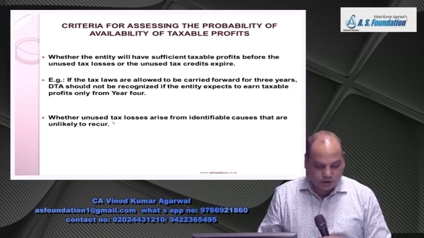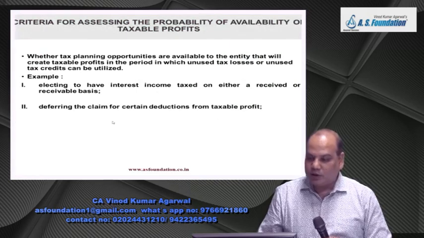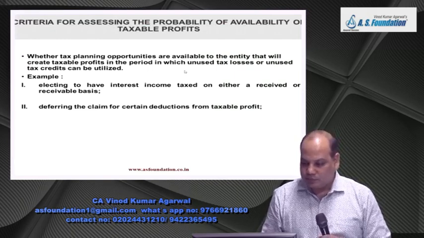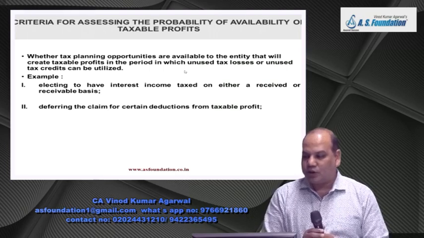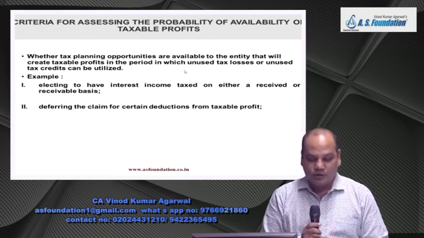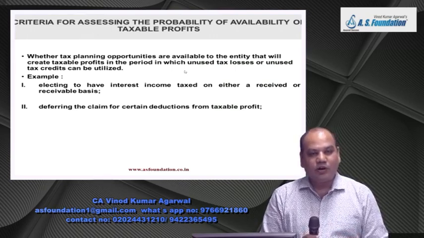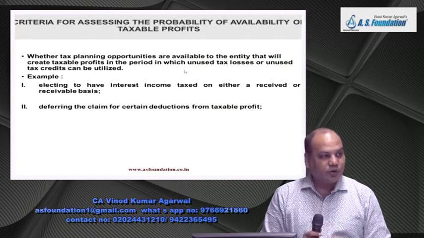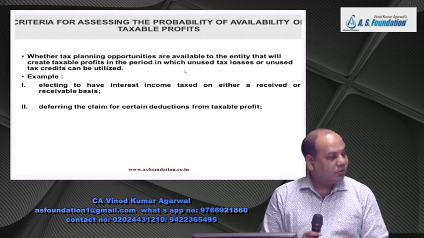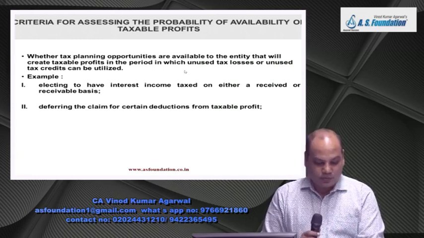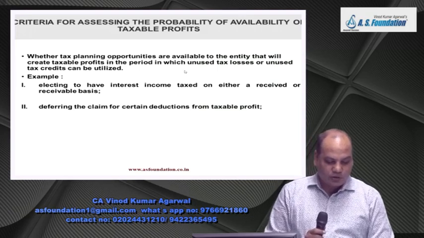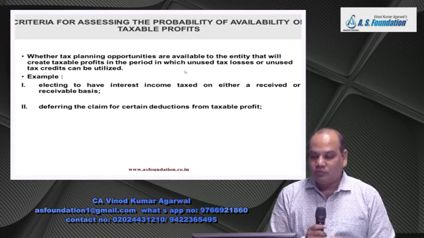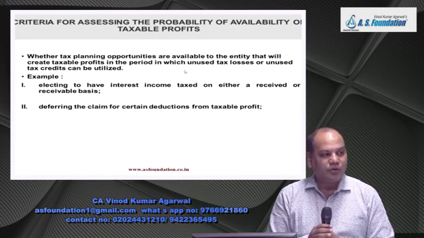Next is whether unused tax losses arise from identifiable causes that are unlikely to occur. Then in that case you can create the DTA. Then next is whether tax planning opportunities are available to the entity that will create taxable profit in a future period in which unused tax losses or unused tax credit can be utilized. So how many examples have we learnt under which we can create DTA? There must be TTD. There must be sufficient profit against which your carry forward of loss can be set off. Third was that there were unused tax losses arising from identifiable causes that are unlikely to occur. And the last is the entity has a tax planning opportunity.